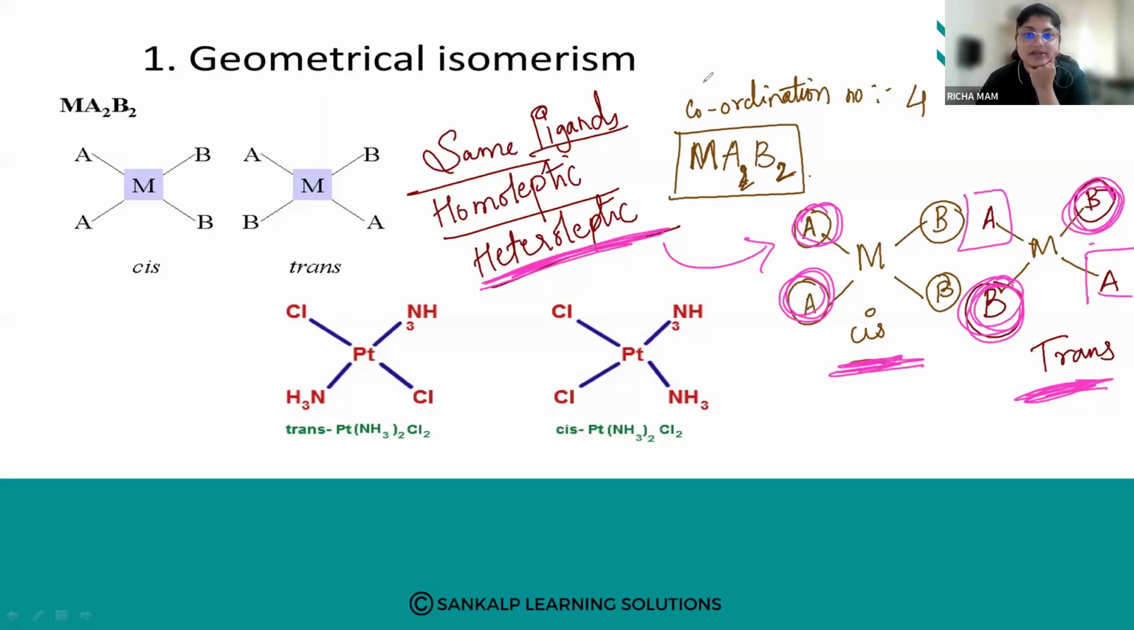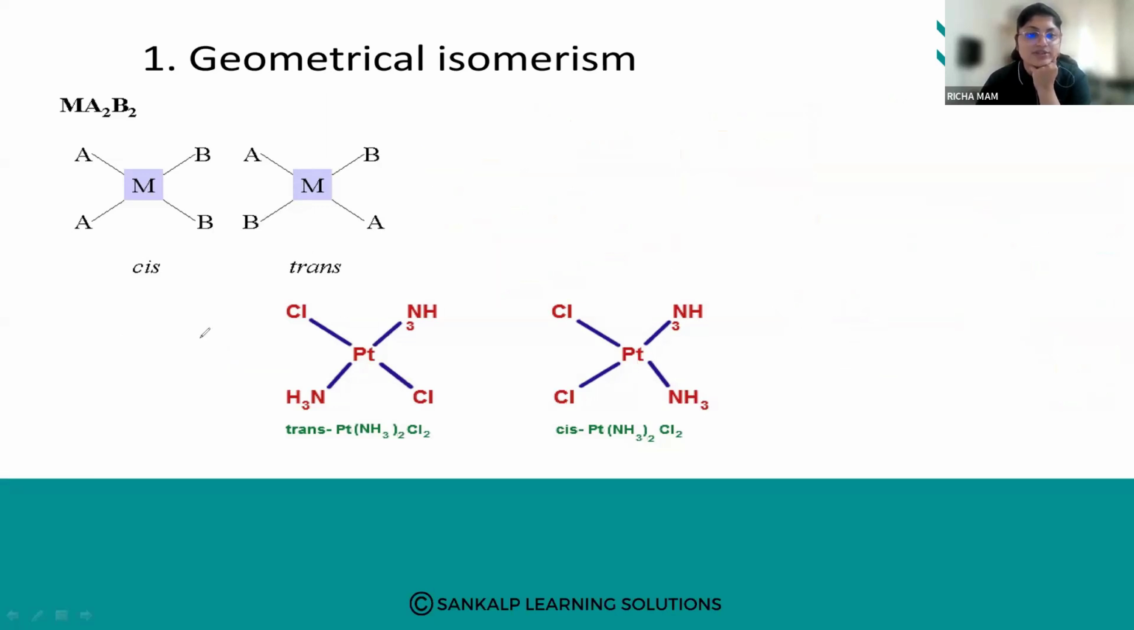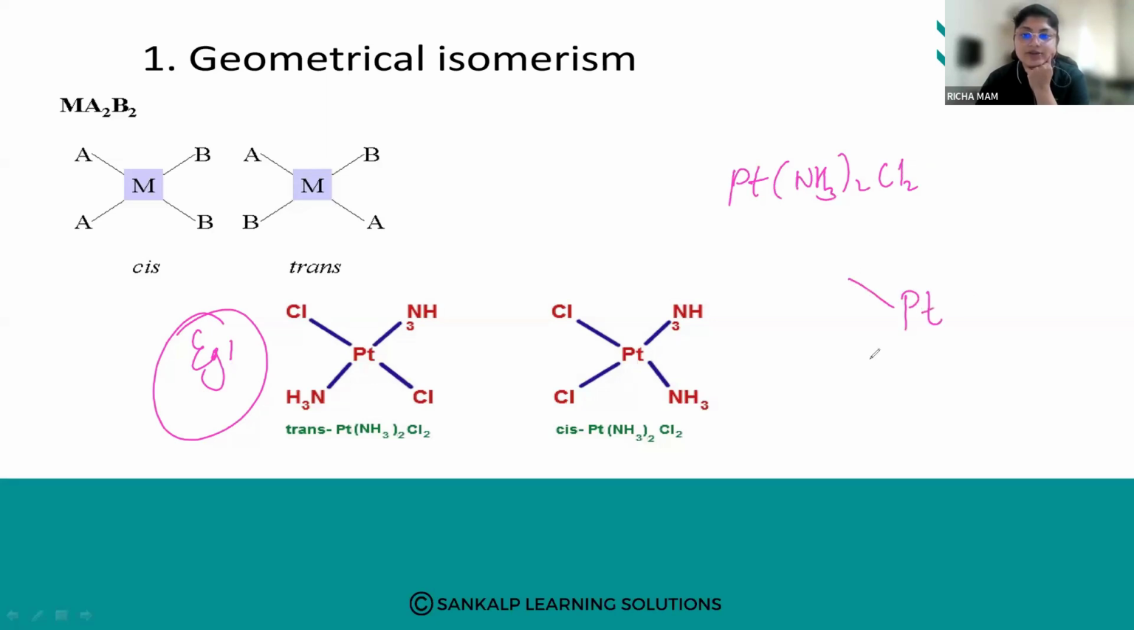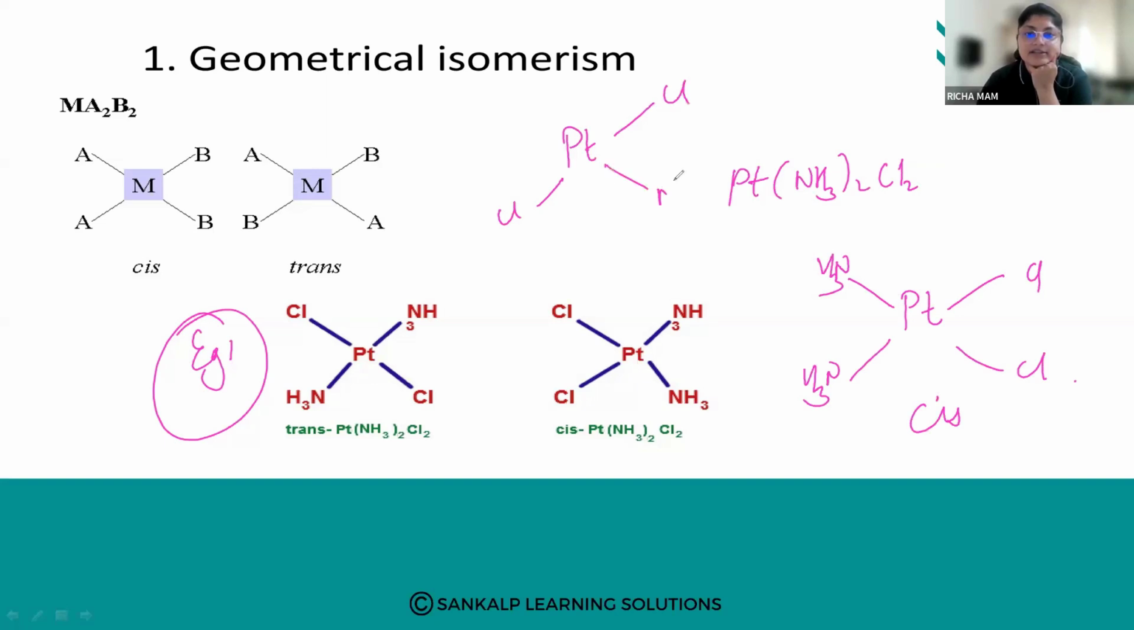So geometrical isomerism is seen in complex compounds with coordination number 4, because the number of ligands around the central metal atom is 4. One example, copy it down: Pt(NH3)2Cl2, with Pt in the center. If we have ammonia on the adjacent side, that is on the same side, this gives rise to cis. Then with Pt in the center and Cl here, NH3 here, NH3 here, this gives rise to trans.